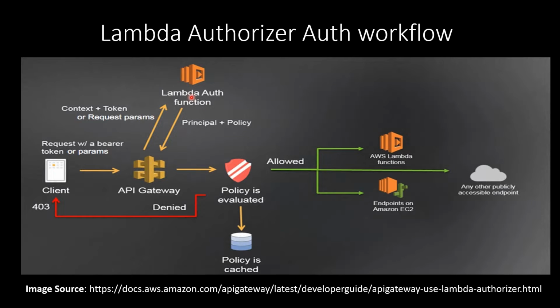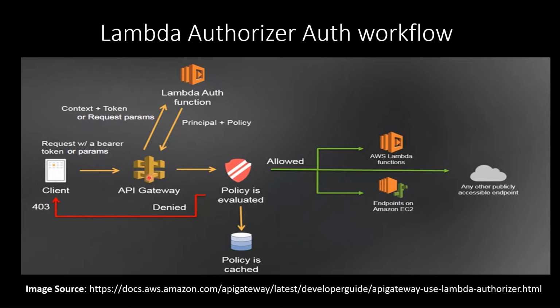So this is the authorization workflow of Lambda Authorizer. This diagram is taken from the AWS documentation. So let us understand how Lambda Authorizer works through this diagram. We have this client who is the caller of our API. The client calls a method on API gateway, passing a bearer token or request parameters.